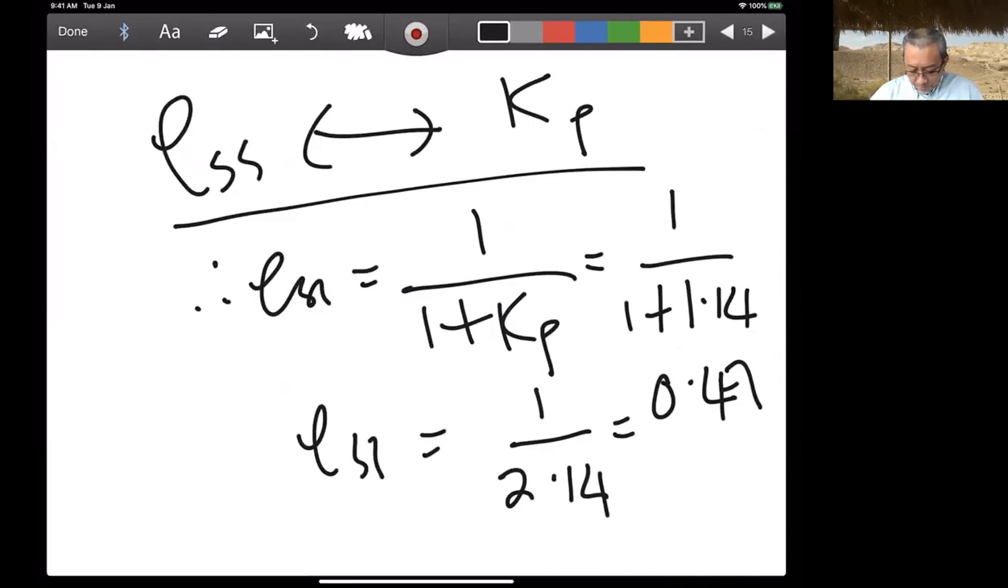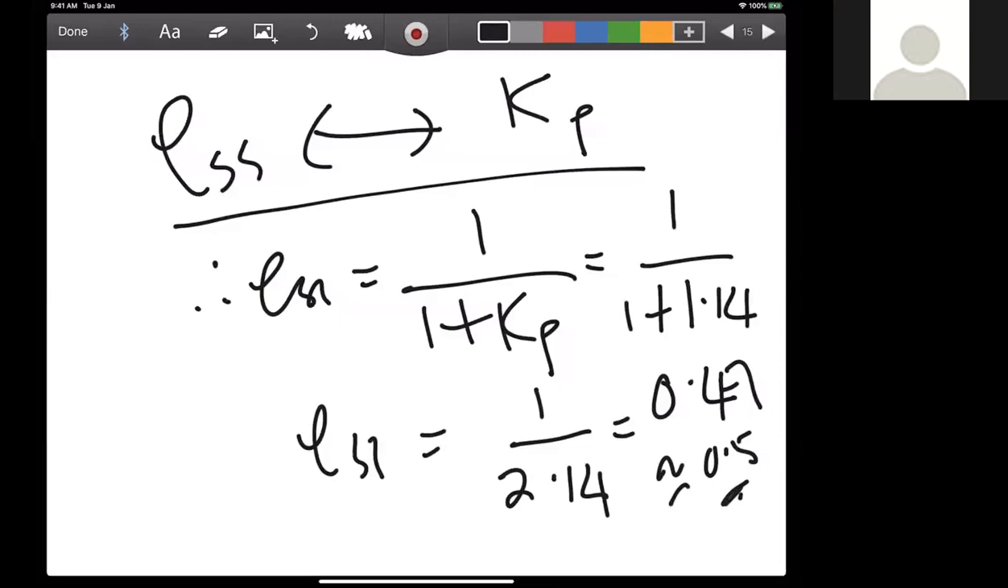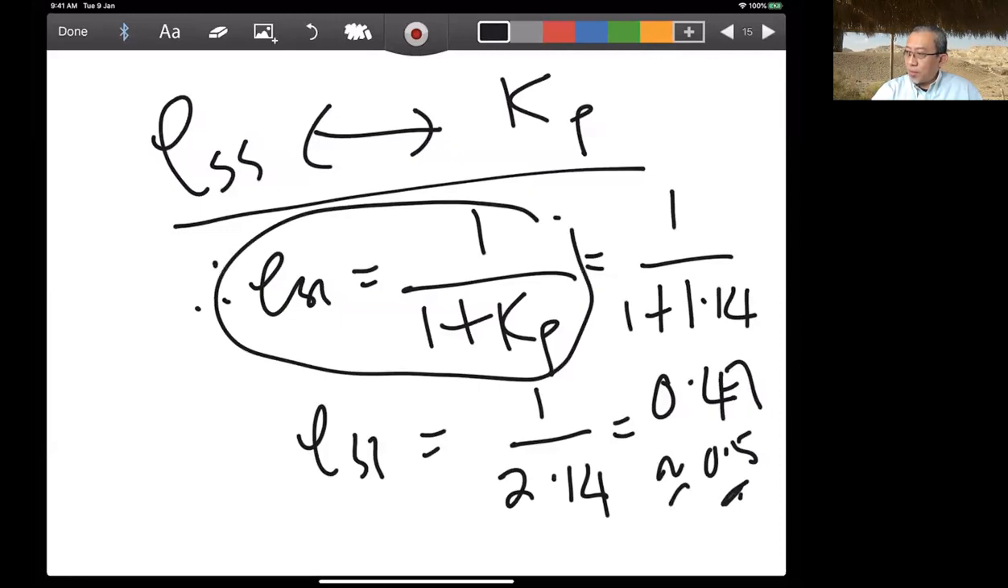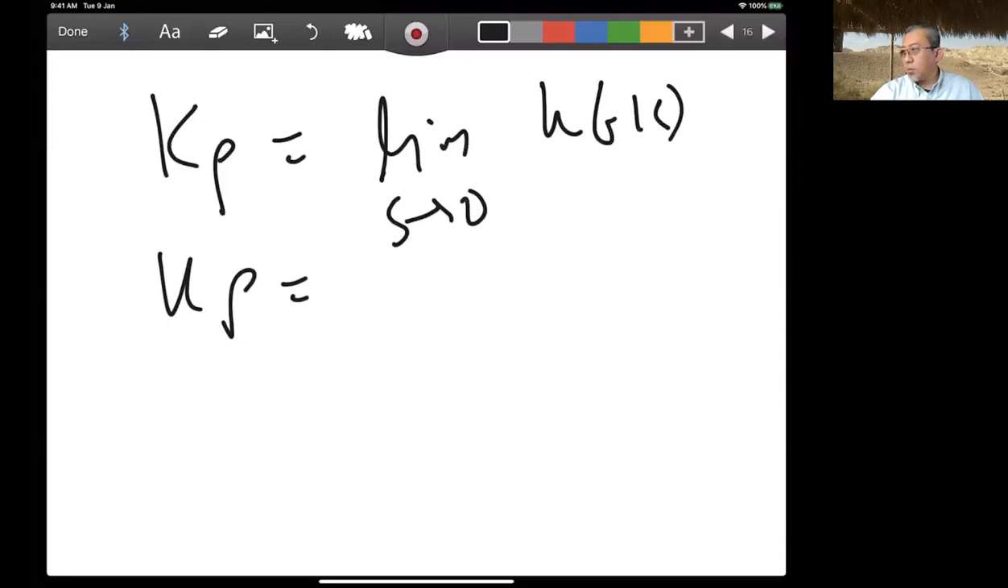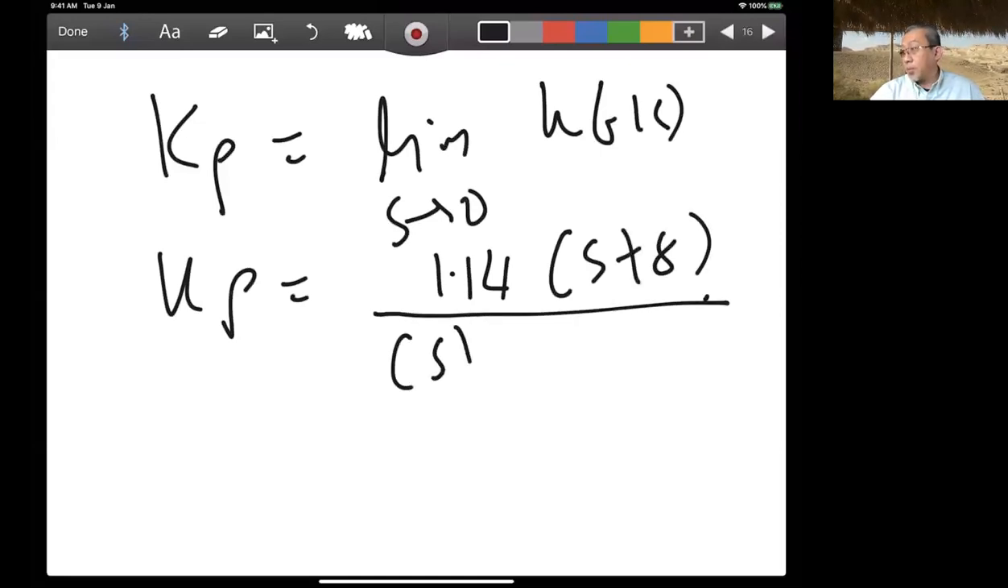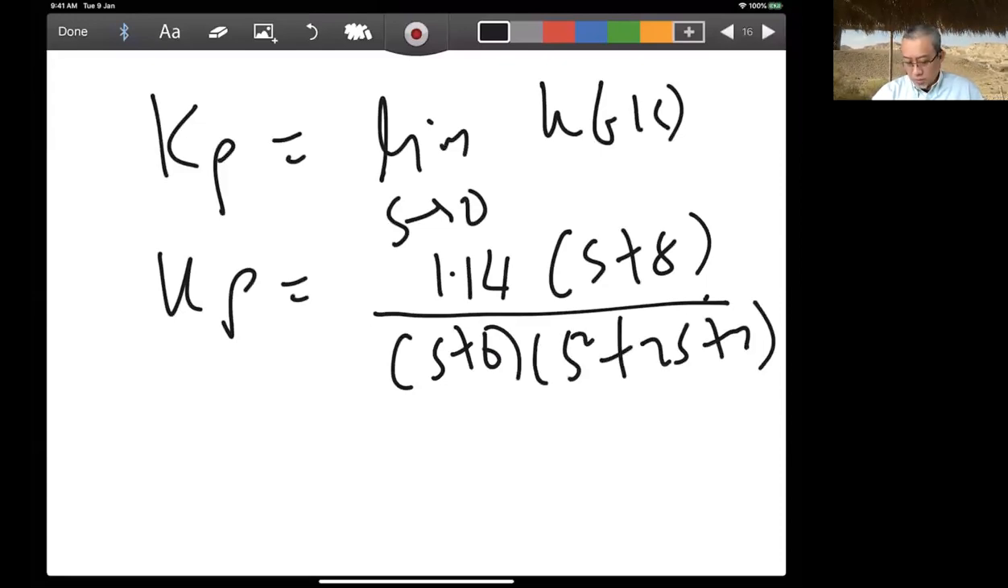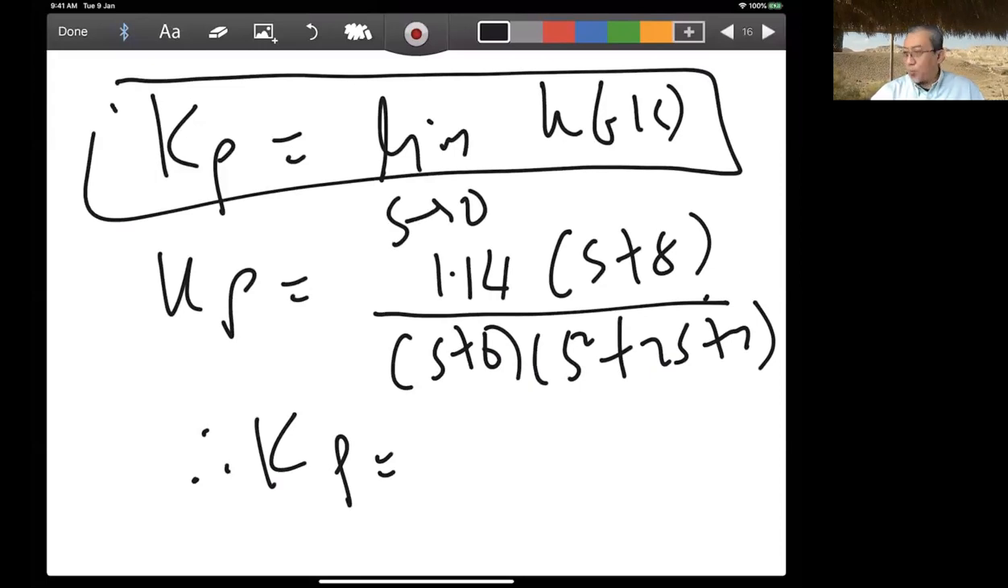Any questions? A student asks about returning to how to calculate KP. Some books refer to KP as the K that we calculated just now, but using another formula you will get more or less the same answer: KP is the limit as s goes to 0 of K times (s plus 8) over (s plus 6)(s squared plus 2s plus 2). So KP is 0.76.